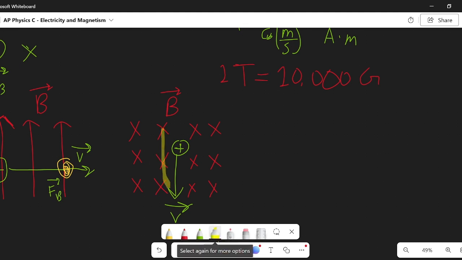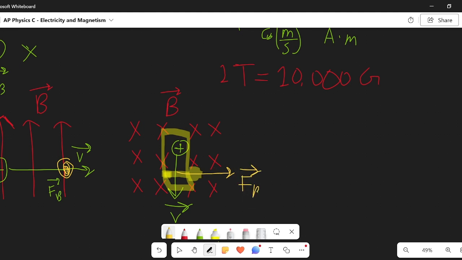If we do this and then curl into the screen, I know that does not look like a hand at all. I'm trying my best to draw this. So let's say we now do this and then curl it into the screen like so. Our thumb is pointing in this direction, so this is going to be the direction of force.